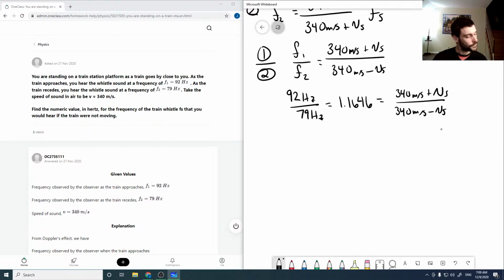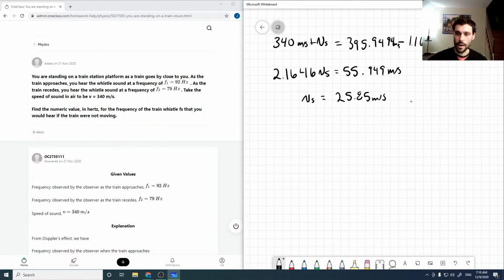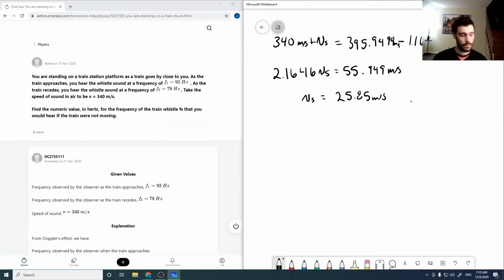Rearranging this expression and solving for Vs, so we would have 340 plus Vs is equal to, so multiplying this to the other side, 395.9494 minus 1.1646 Vs. So now moving that to the other side, so we have Vs on one side, is equal to 55.949. And these should be in meters per second still. And so then dividing and solving for Vs, V source is 25.85 meters per second.